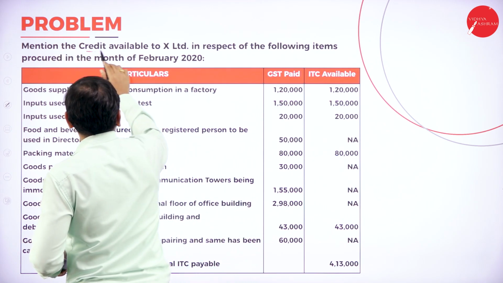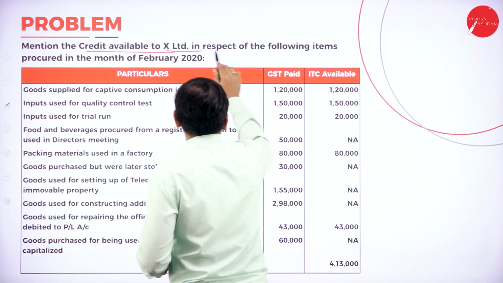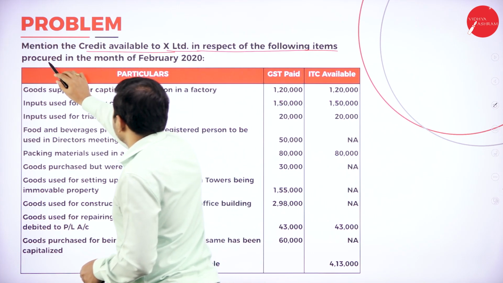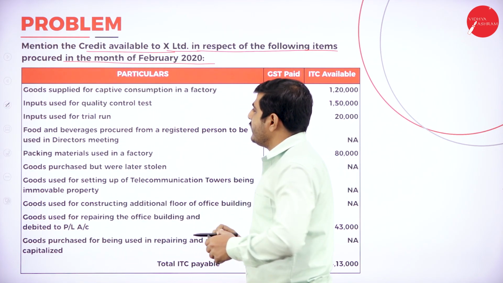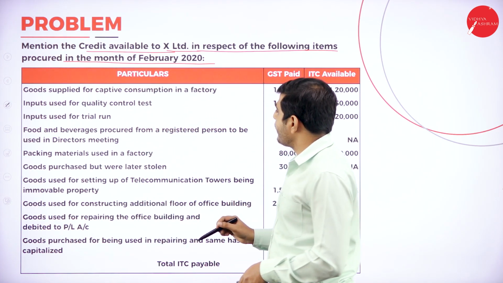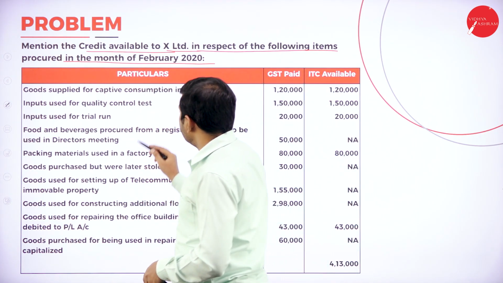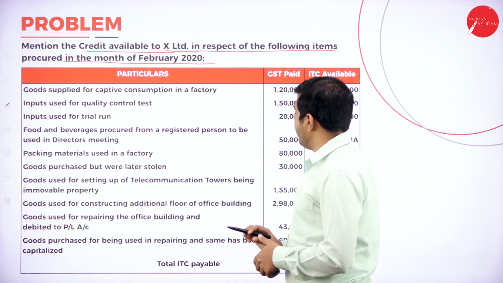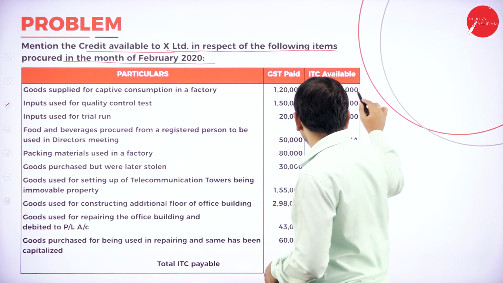So mention the credit available on X Limited in respect of the following items: produced in the month of February 2020. So goods supplied for the captive consumption in the factory. So this is available, ITC is available for 1,20,000. So here ITC is available.